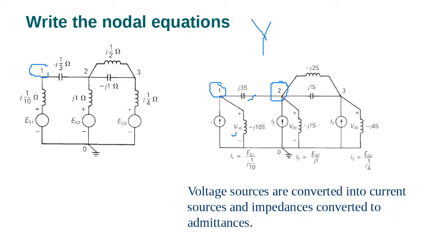What do we do with Y22? We sum up all the admittances which are connected to 2. So what is Y1J? You add it from here. You add this one plus this one plus this one.